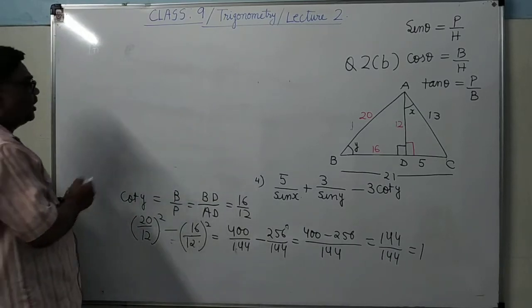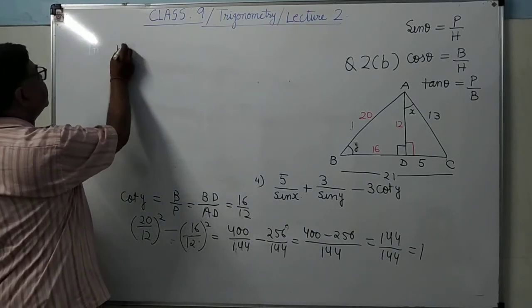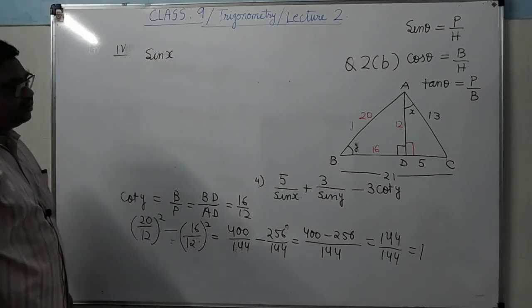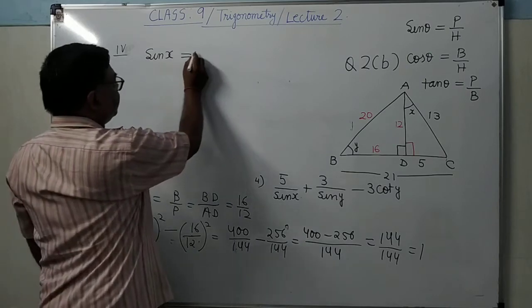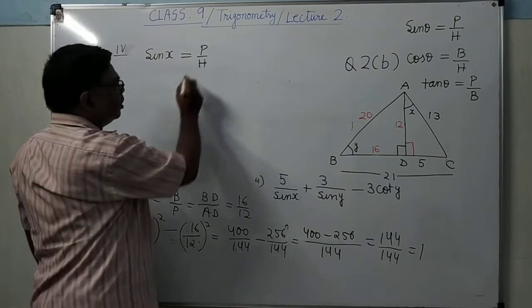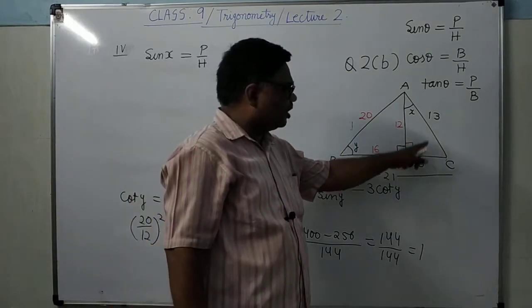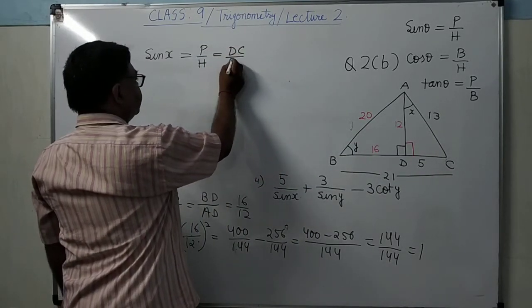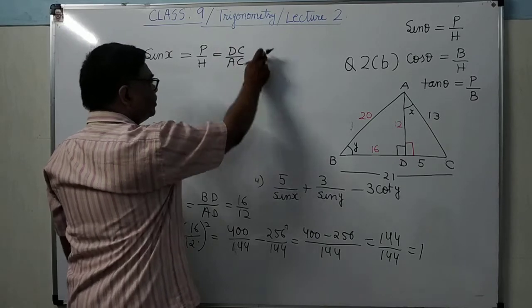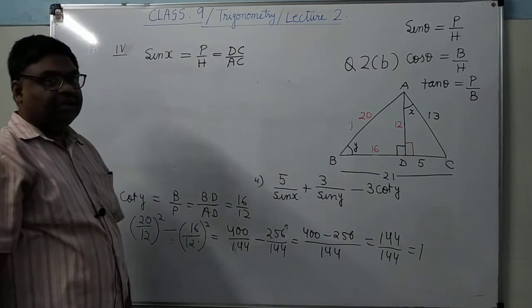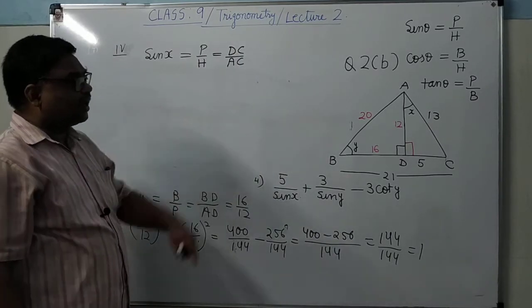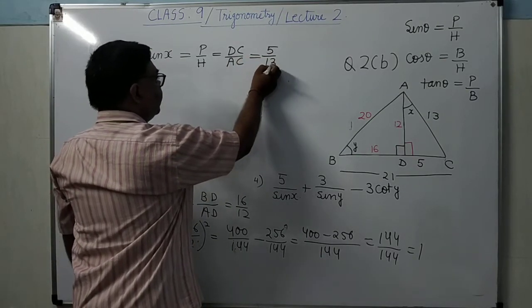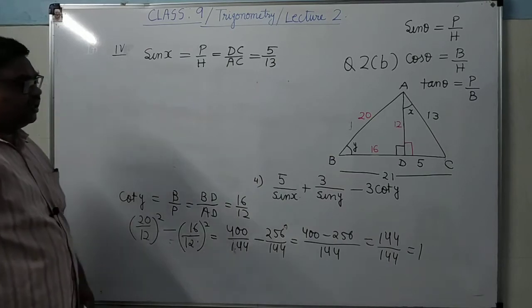Now sin x. Sin x you can see from which triangle? From triangle ADC. Sin x is perpendicular upon hypotenuse. What is perpendicular? DC. Hypotenuse is AC. So it is DC upon AC. You must write this part. It's clear? You don't write directly 5 upon 30. Everything will be written here.